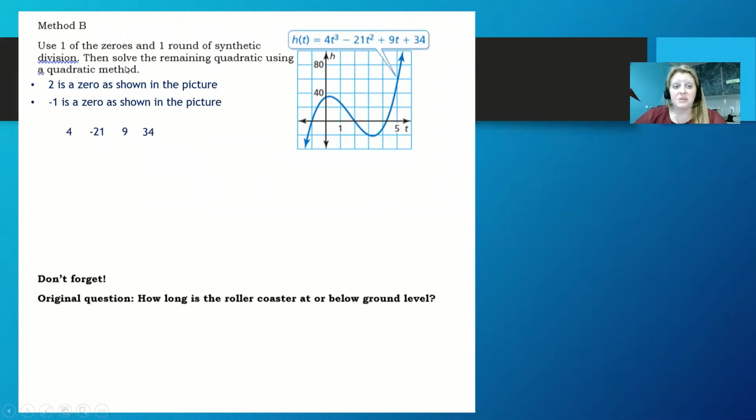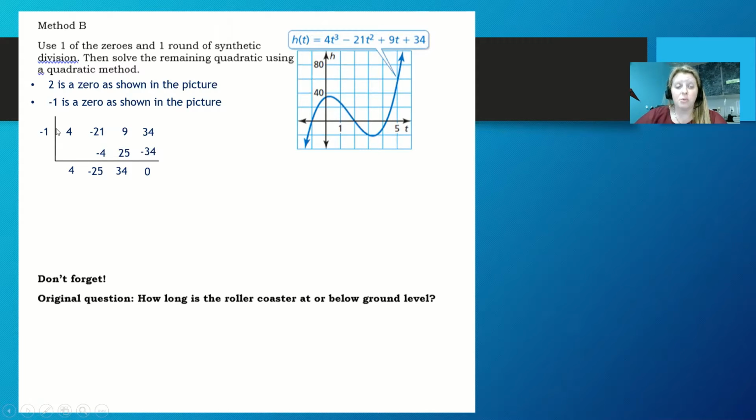Then we're going to set up synthetic division, and we're going to choose one of these zeros. It doesn't matter which one you choose. You can do 2 or -1. In my example, I went ahead and used -1. So if we were to synthetically divide by -1, obviously we have to get a remainder of 0. If you use an x-intercept, you have to get a remainder of 0. That's going to always happen.